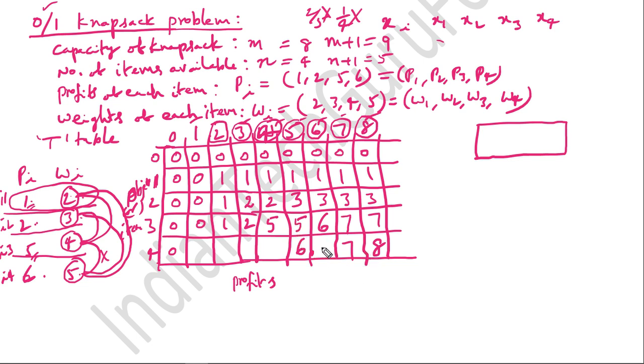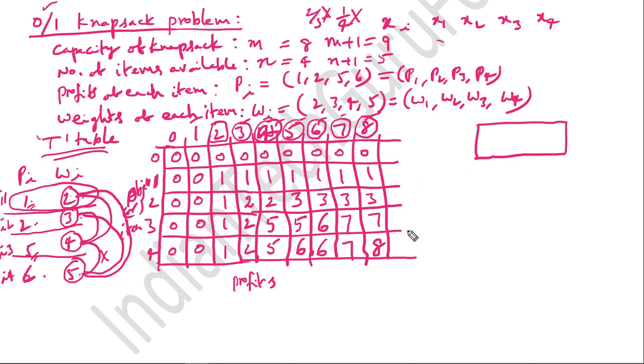Now, how to fill the remaining fields? As I could fill item number 4 in the block of 5, I could also fill it in the block of 6. So the profit will be the same. And as far as the remaining values are concerned, fill them as they are in the above row. Okay. So like this, we have successfully filled all of the profit values in the T table. Now the T table is ready.